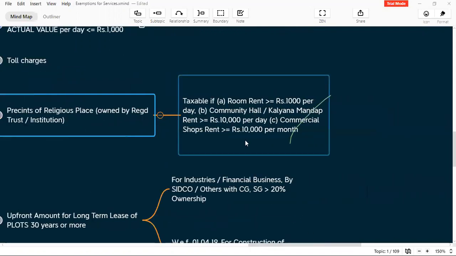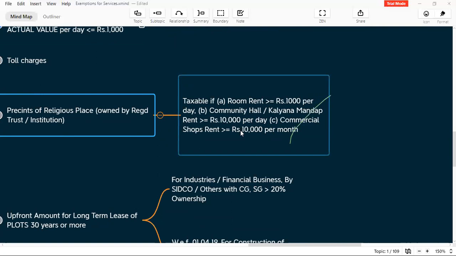Let's say you are given this on rent to a commercial shop, then you will collect rent per month. If it crosses 10,000, note the word here. Here it says if it's a commercial shop, if it is greater than or equal to 10,000, then it is taxable. Less than 10,000 exempt. So you can see the difference between here and the previous point. Here it is exempt if it is less than or equal to. It means greater than 1,000 is taxable. Here greater than or equal to 10,000 is taxable if it is a commercial shop.